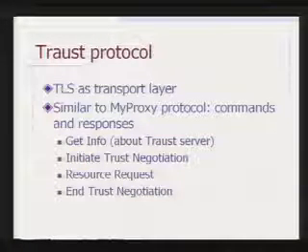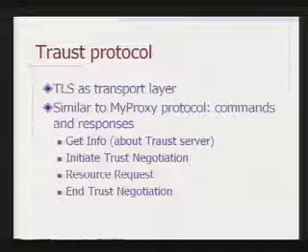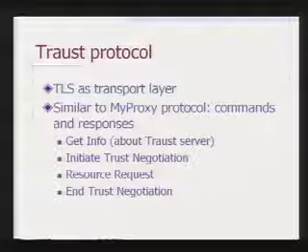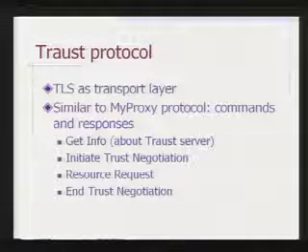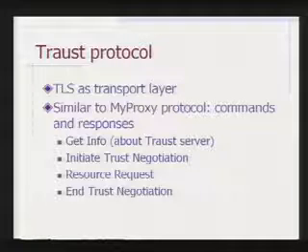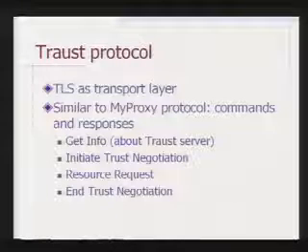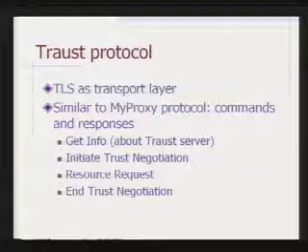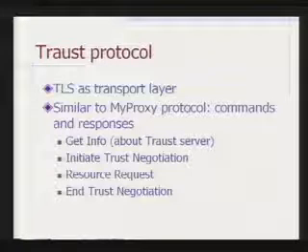So the protocol that the software entities were using to talk to each other during the demo was on top of TLS. TLS was the transport layer. The protocol is a lot like the MyProxy protocol that's used in the grid security infrastructure. It's a very simple protocol where people send commands to each other and they get back responses. And in our case, there are only 4 important types of commands.